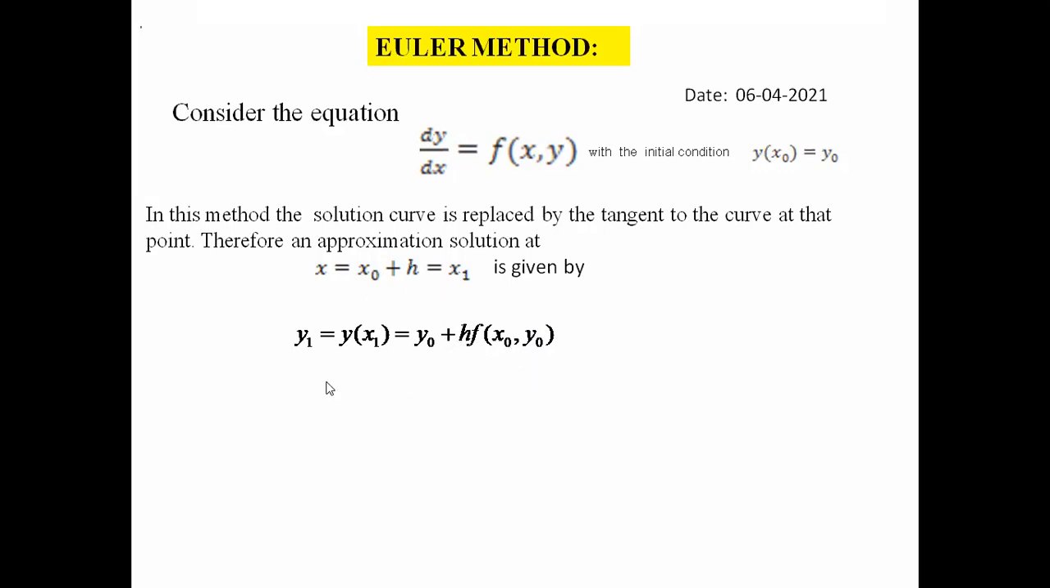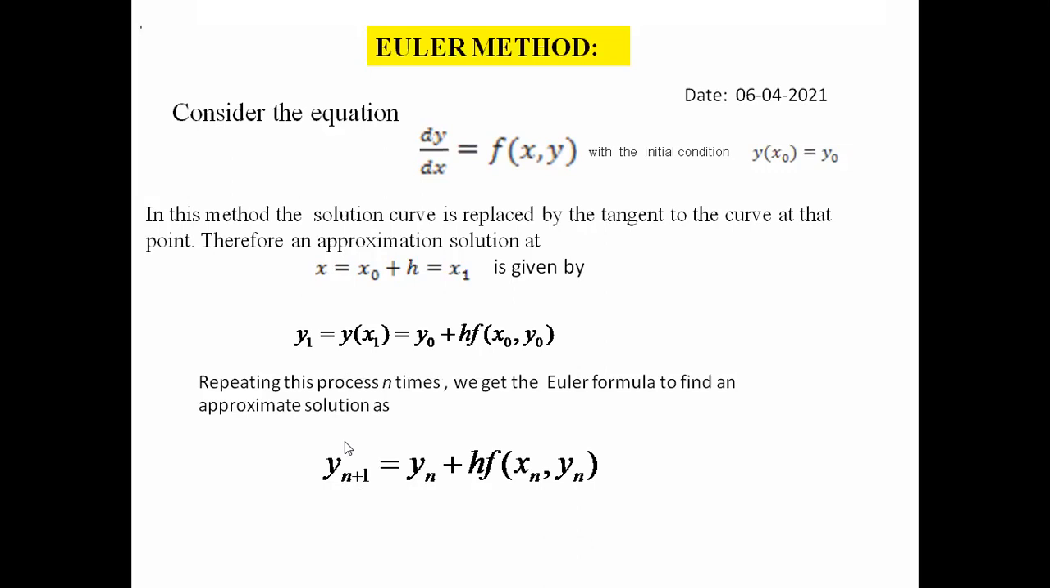By knowing the solution at the point x1, we can find the solution at the point x2, where x2 is nothing but x1 plus h. So the solution at x2 is given by y2, which is y of x2, equal to y1 plus h into f of x1 comma y1. Like that, we can continue and find the solution at the n plus 1th step. That means the solution at x is equal to x sub n plus 1 is given by the solution at the previous step, that is y sub n, plus the slope of this function at that point xn, yn. That means y sub n plus 1 equals y sub n plus h into f of xn comma yn is the general formula.